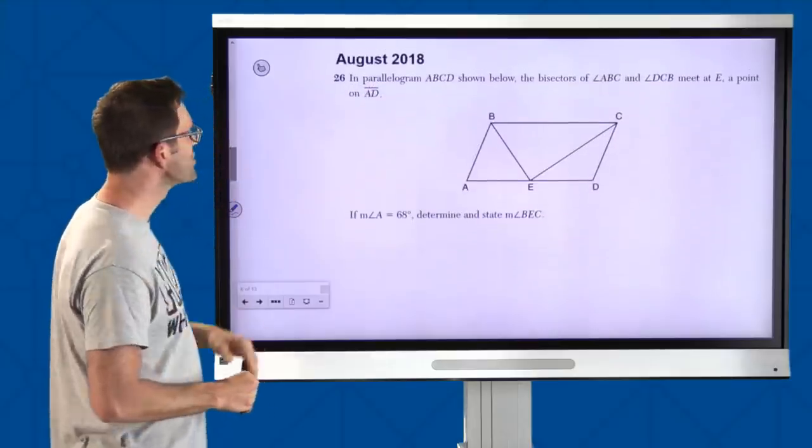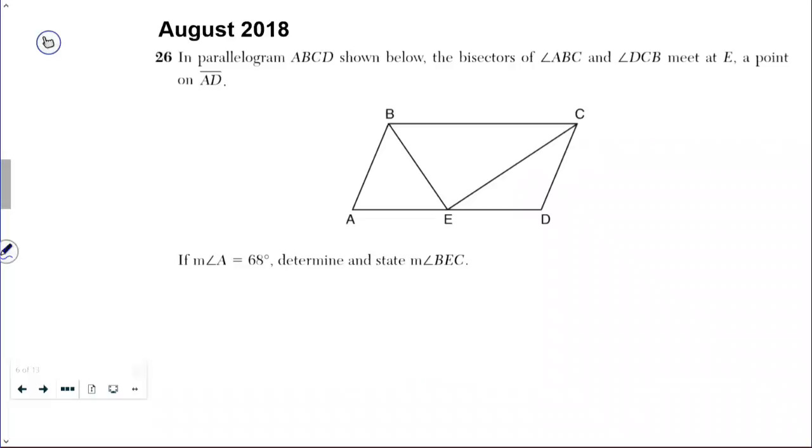Woo! August 2018, number 26. In parallelogram ABCD, so right away, we're told it's a parallelogram. In parallelogram ABCD, shown below, the bisectors of angle ABC and DCB meet at E, a point on AD. If measure of angle A is 68 degrees, determine and state the measure of angle BEC.